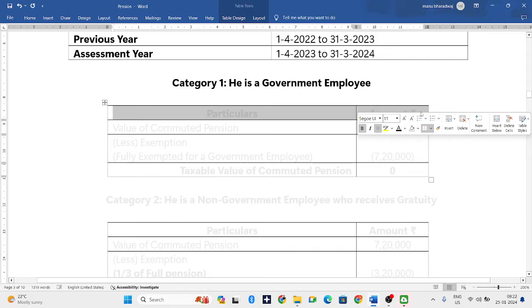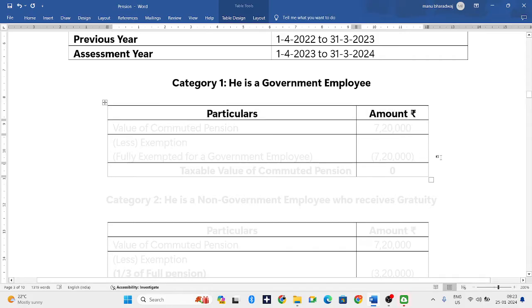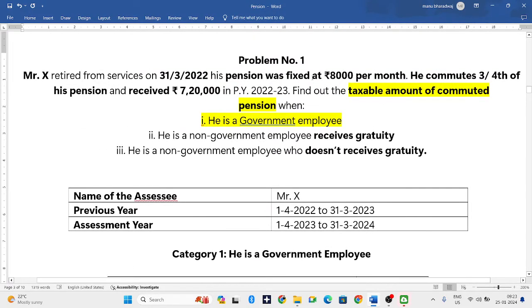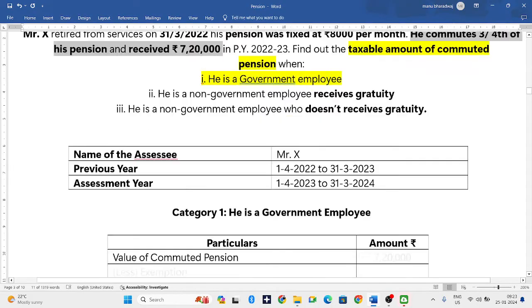We have to take two columns, particulars and amount in rupees. First, always write the value of the commuted pension. In the question they have given the value of commuted pension: he commutes 3/4 of his pension and received 7,20,000.